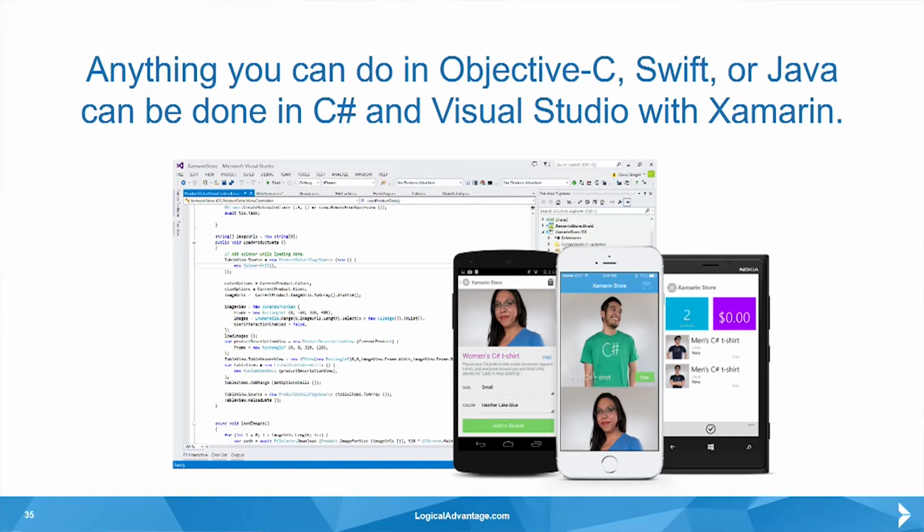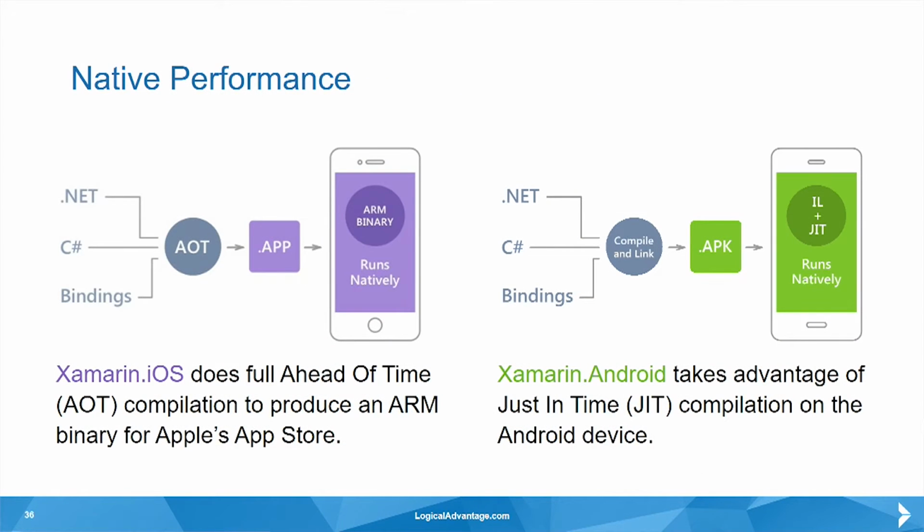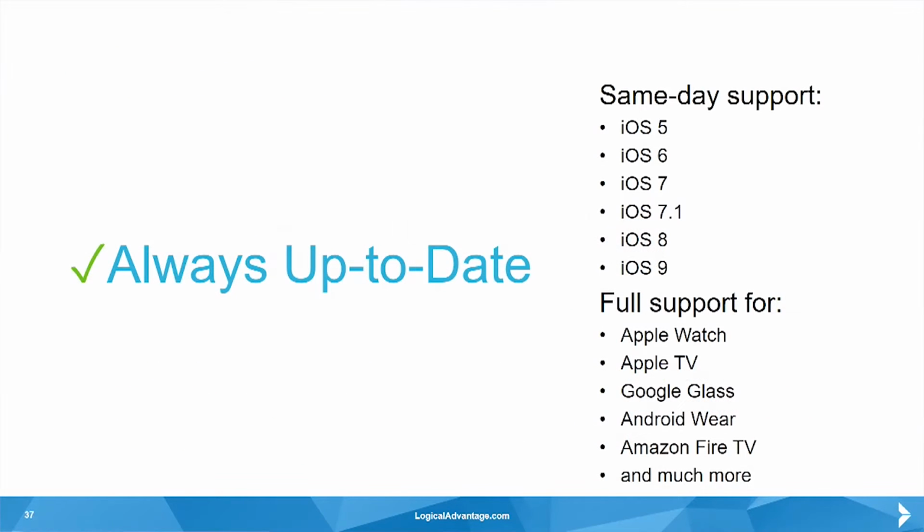And then, a little bit more about what you were asking, how it compiles down. You'd take your C# code, .NET libraries, and bindings, and do ahead of time compilation. I would assume that this process would strip out any of the directives that say it's for a different platform. It would build an ARM binary, which would run natively for the iPhone. And then for Android, it takes advantage of just-in-time compilation. And this is always up to date.